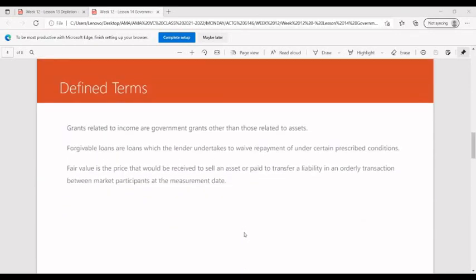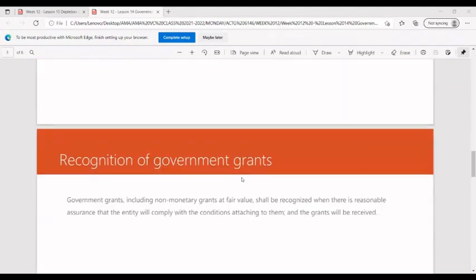For defined terms, grants related to income are government grants other than those related to assets. Forgivable loans are loans which a lender undertakes to waive repayment of under certain prescribed conditions. Fair value is the price that would be received to sell an asset or paid to transfer a liability in an orderly transaction between market participants at the measurement date.